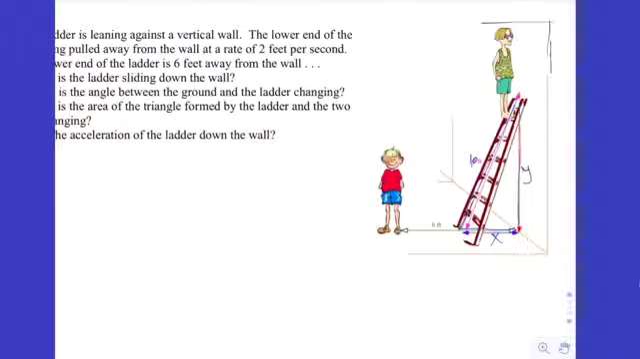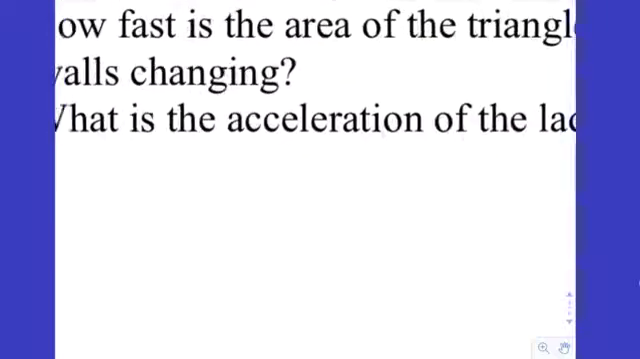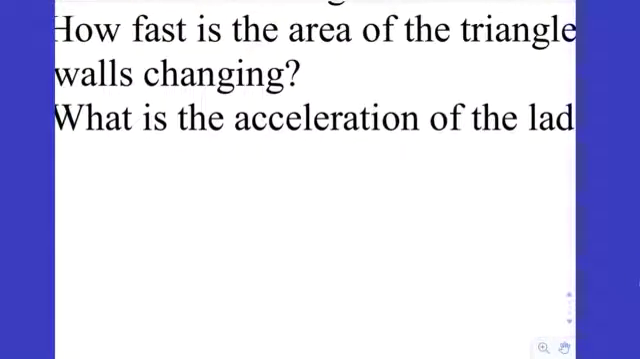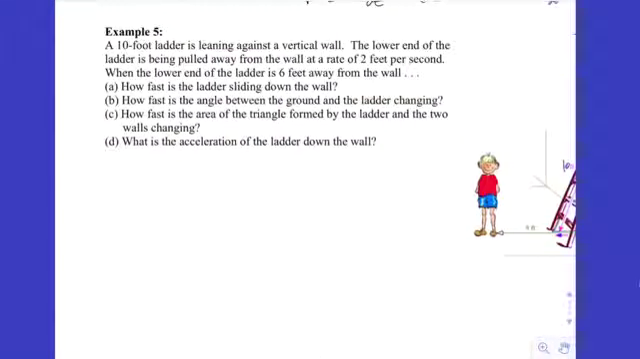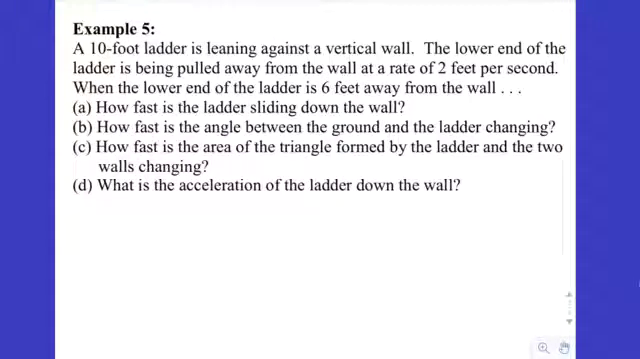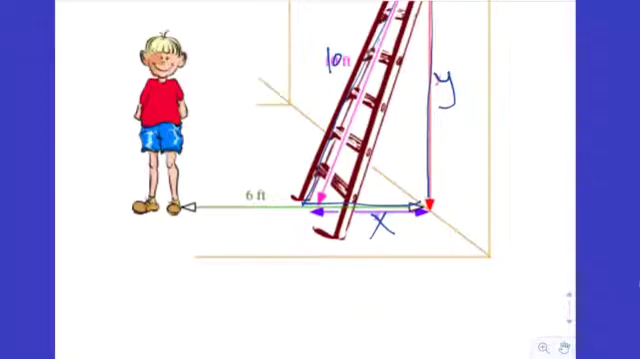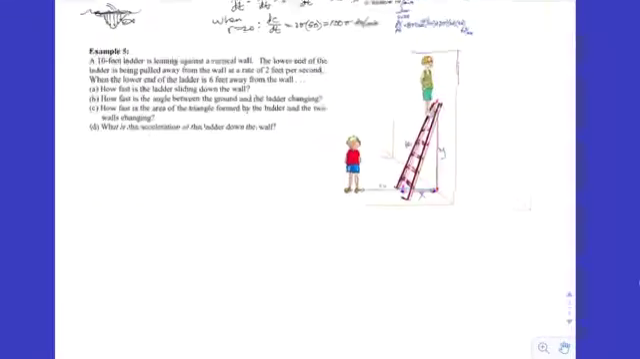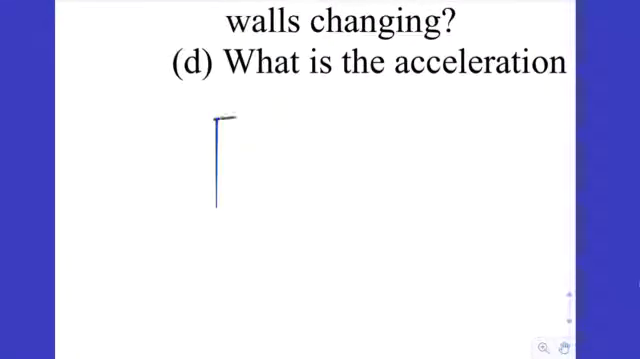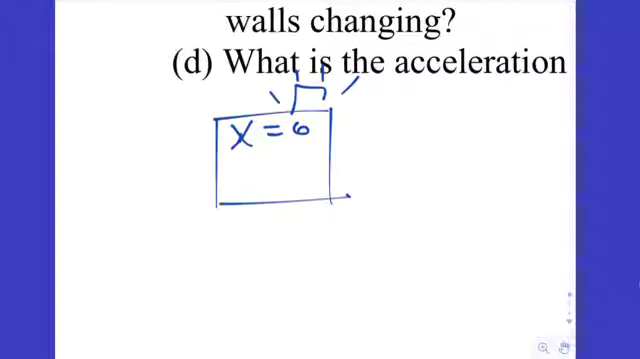Okay, so now that we have it labeled, we can find our snapshot moment and then talk about what the rates are going to be in math speak. When the lower end of the ladder is 6 feet away from the wall, that's going to be when what variable is 6? Yeah, x. So our snapshot moment, I'm going to draw kind of a big camera here, is when x is 6. We might be able to discern soon enough what y is at that moment, so I'll just leave it open. Maybe we'll need it, maybe we won't.